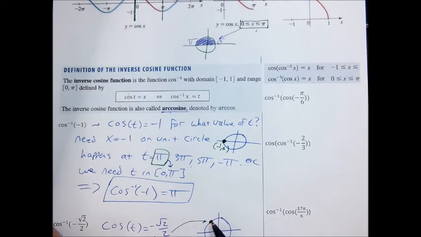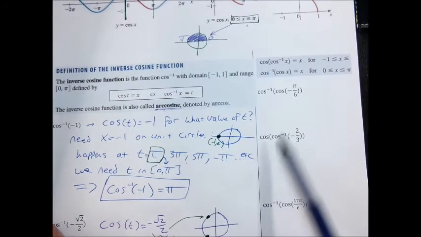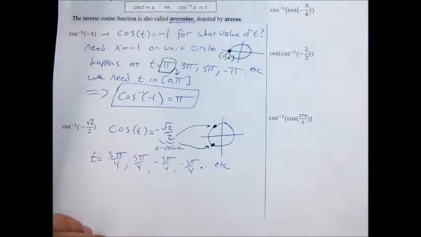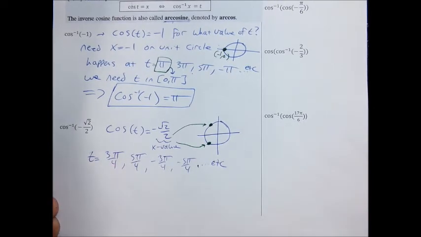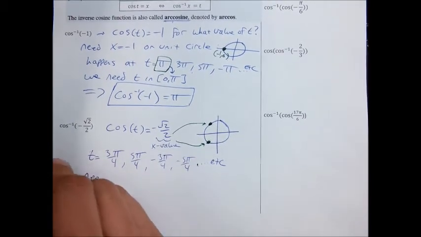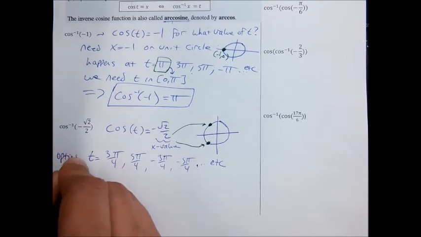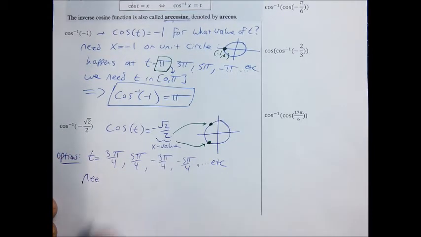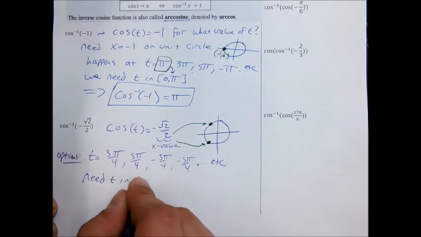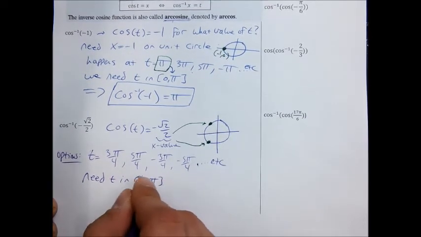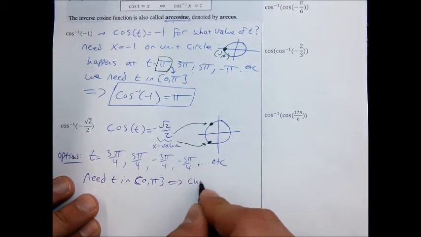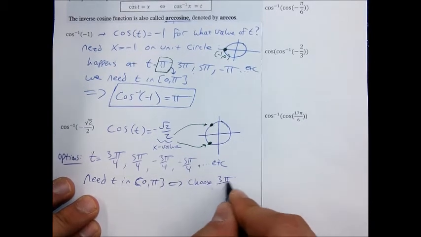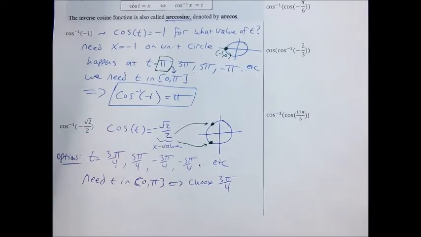So which one is that? Yeah, 3 pi over 4 is the one that's between 0 and pi. Okay, so let me write some of that down. These are our options. We need t to be between 0 and pi. And so we choose the one that's between 0 and pi. In that case, we choose 3 pi over 4. And so our answer is 3 pi over 4.